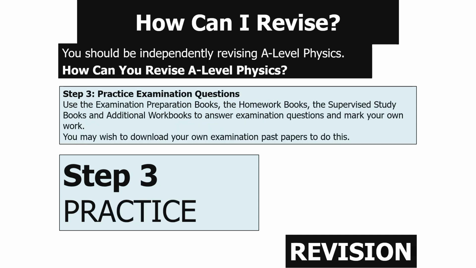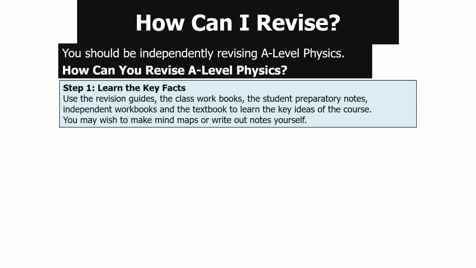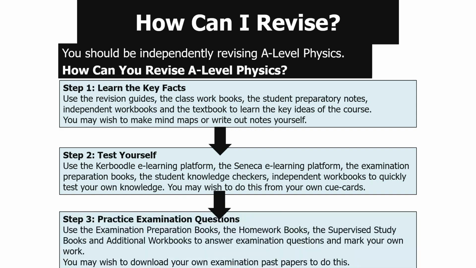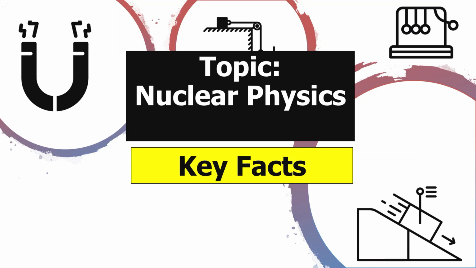Finally, you want to practice exam style questions. So use exam prep books, homework books, supervised study books and additional workbooks to answer exam questions and to mark your own work. Now you may wish to download your own exam past papers to do this. So how can we revise our physics? The first step is to learn the key facts, then it's to test yourself, and then it's to practice exam style questions. So what are the key facts for nuclear physics?